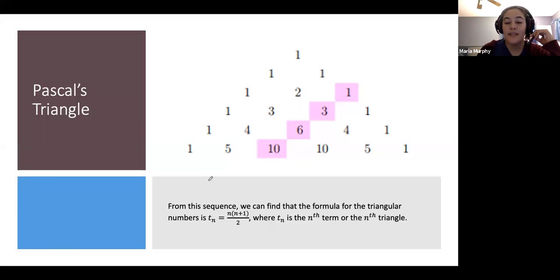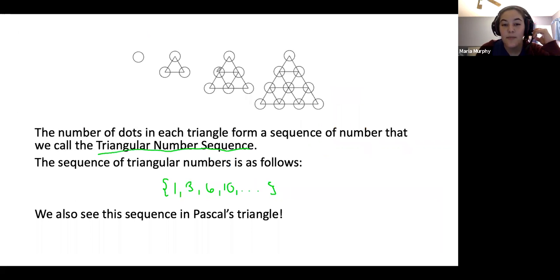Well, here with Pascal's triangle, as we mentioned last time, from this sequence, and we'll discuss the patterns in the next slide, we can find a formula for triangular numbers, which is given as T sub n equals n times n plus 1 over 2, where Tn is just the nth term or the nth triangle. Keep in mind, when we're saying nth triangle, we're talking about these triangular numbers and triangles inside the pattern, right? Guys getting the hint? Yes?